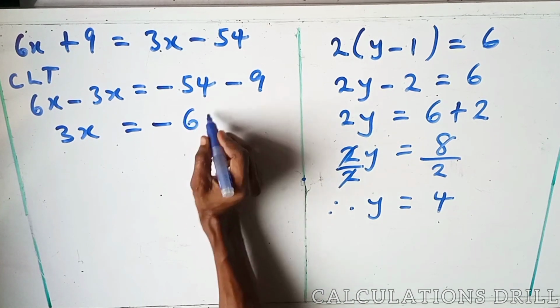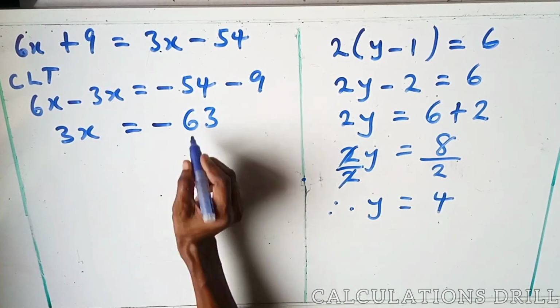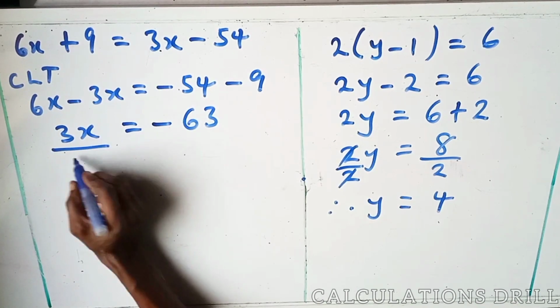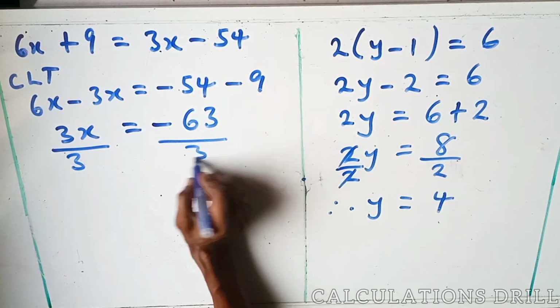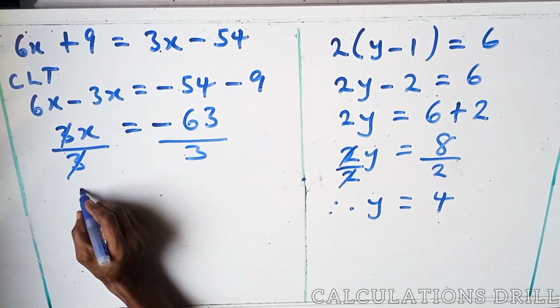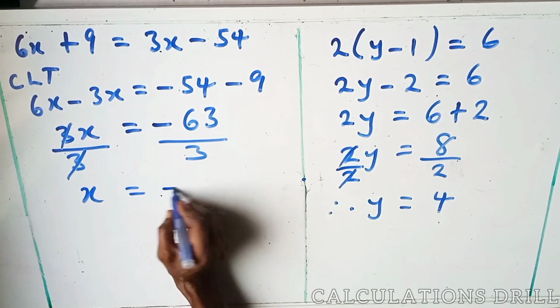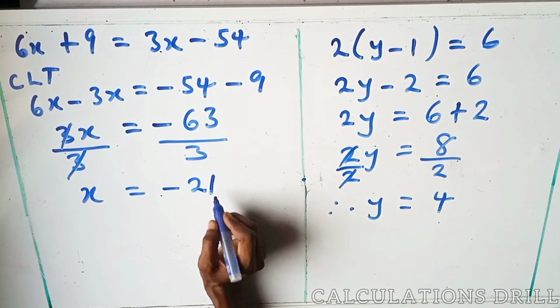What do we do next? Divide both sides by 3 so that x can be alone. That is what we are solving for. x equals minus 21. The negative is very important.